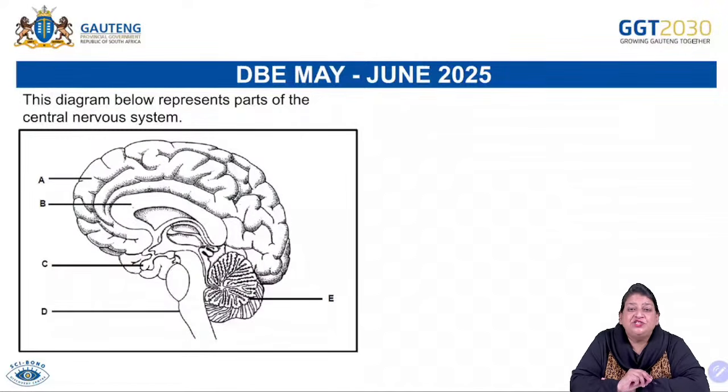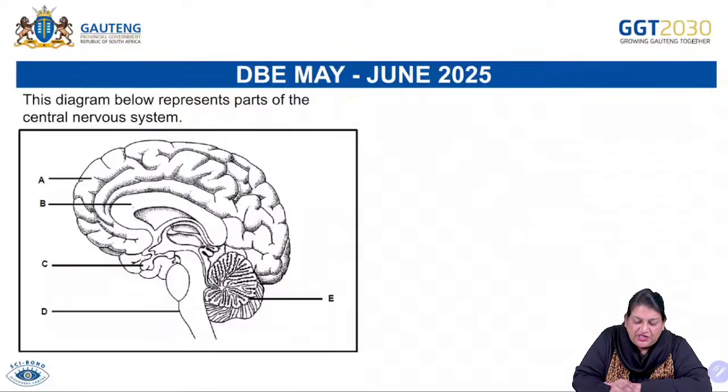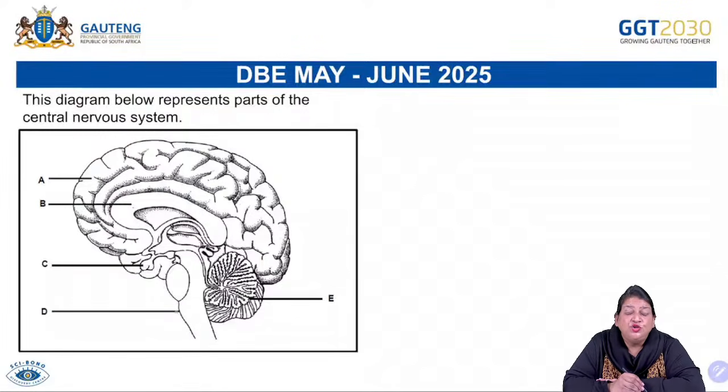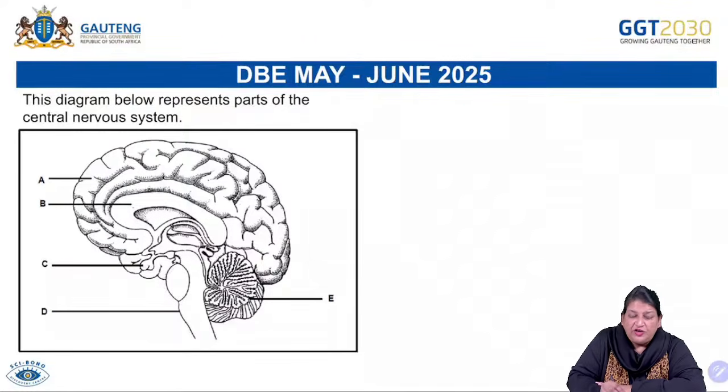B is your corpus callosum. It partially joins the 2 hemispheres of the brain. And then this one is the pituitary gland, which secretes your hormones. Just below the pons, the swollen part, is your medulla oblongata, which controls your breathing and your heartbeat. And learners, E is the cerebellum, which controls what? Your voluntary muscular movements, your balance as well, and your posture.